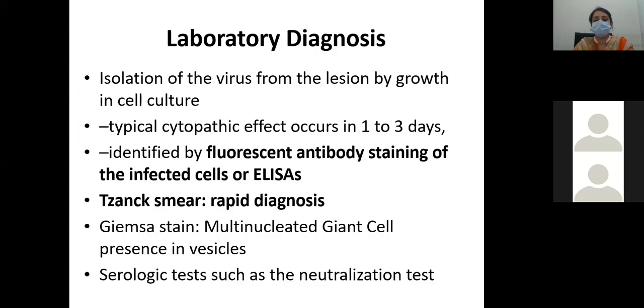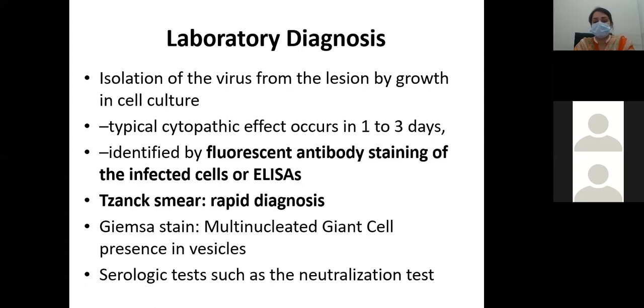Okay, next is what is the lab diagnosis? In lab diagnosis, what will you do? It's important to isolate the virus. Isolation of the virus from the lesion is done by growth in cell cultures, and the typical cytopathic effect occurs in 1 to 3 days. These are identified by what technique? We will use fluorescent antibody staining of the infected cells or ELISA.